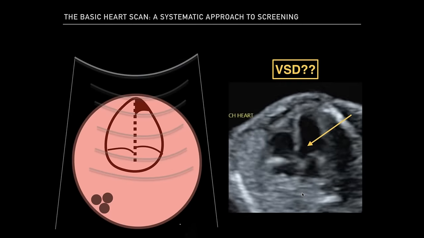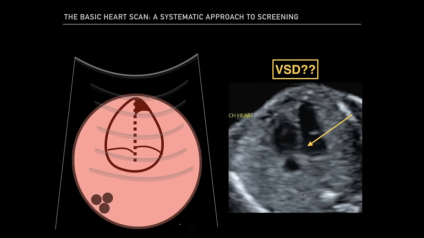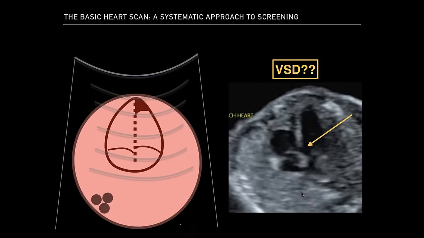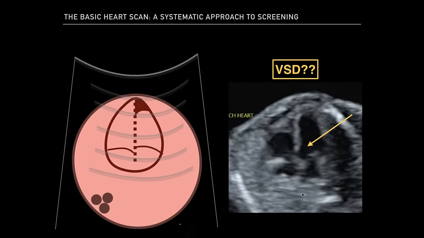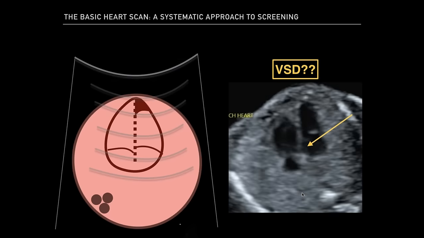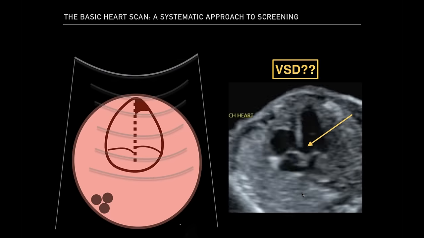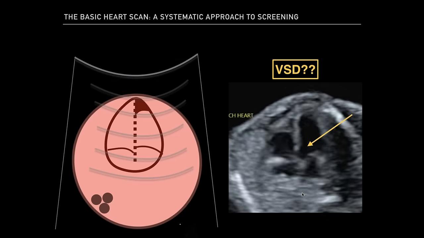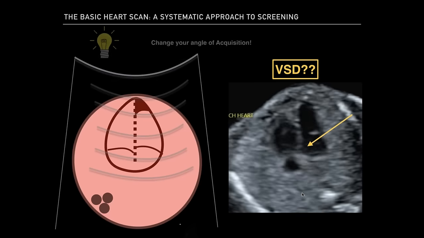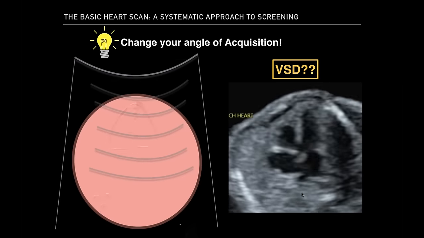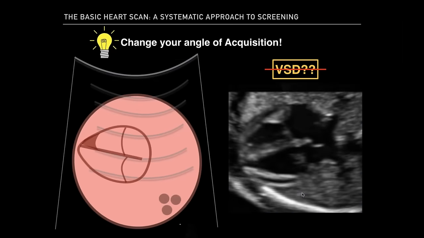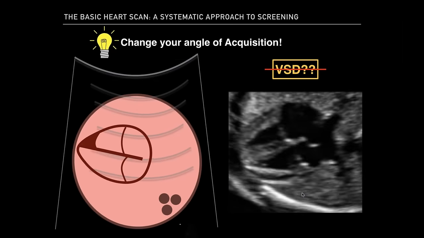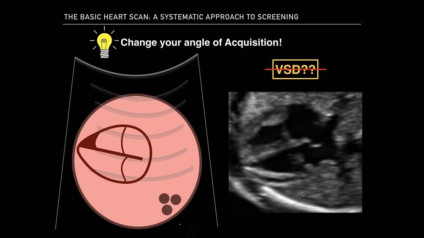Also, another pitfall when looking at the four chamber view is, as you're scanning, you're wondering, well, is this a questionable VSD? Or is this a dropout that is due to the septum being parallel to the beam? What you can do is change your angle of acquisition and scan perpendicular to the septum. And here, of course, we don't see any VSD.